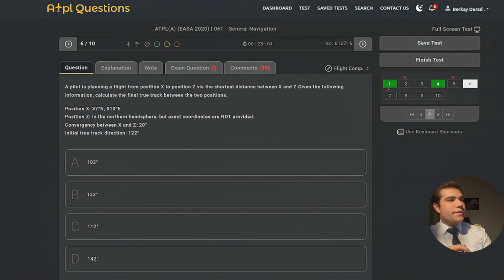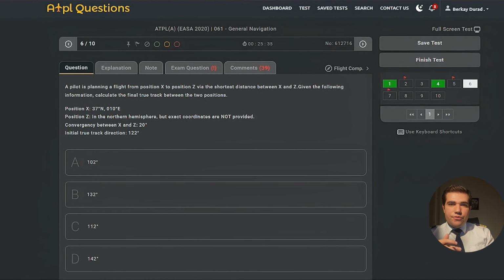Pilot is planning a flight from position X to position Z via the shortest distance between X and Z. Given the following information, calculate the final true track between the two positions. Position X is located at 37 north, 10 degrees east. Position Z is in the northern hemisphere, but exact coordinates are not provided. Convergency between X and Z is 20 degrees and the initial true track direction is 122.